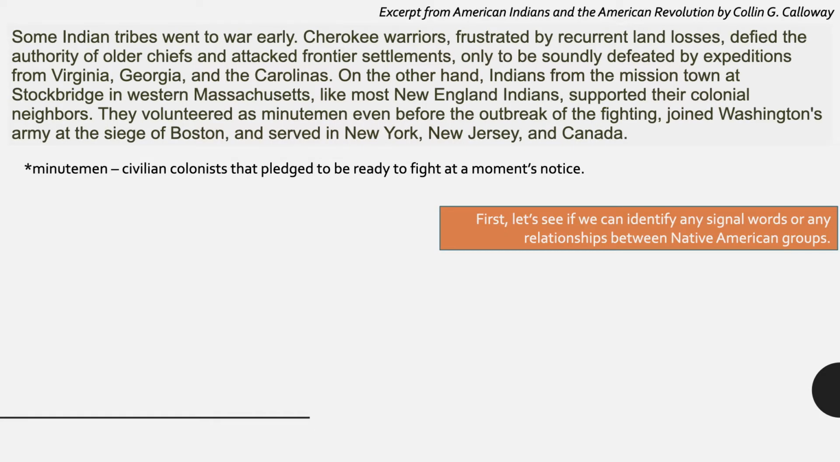Some Indian tribes went to war early. Cherokee warriors, frustrated by recurrent land losses, defied the authority of older chiefs and attacked frontier settlements, only to be soundly defeated by expeditions from Virginia, Georgia, and the Carolinas. On the other hand, Indians from the mission town at Stockbridge in western Massachusetts, like most New England Indians, supported their colonial neighbors. They volunteered as Minutemen even before the outbreak of the fighting, joined Washington's army at the Siege of Boston, and served in New York, New Jersey, and Canada.